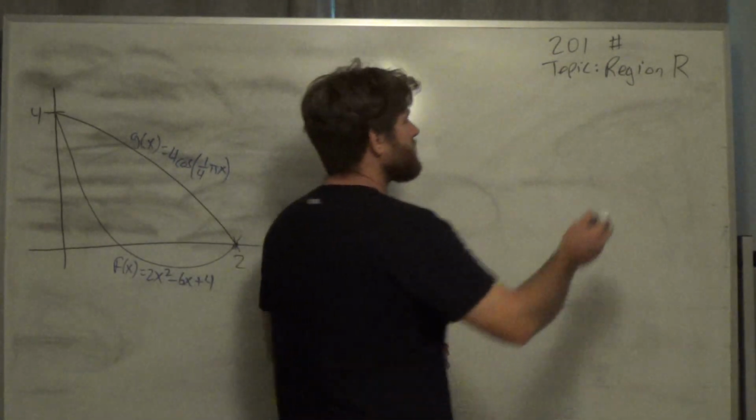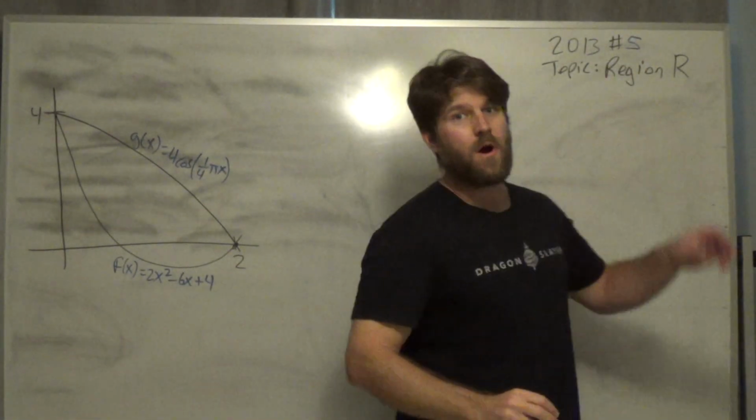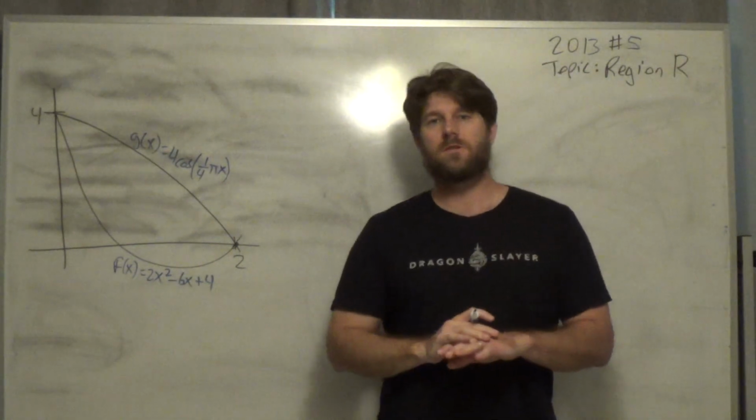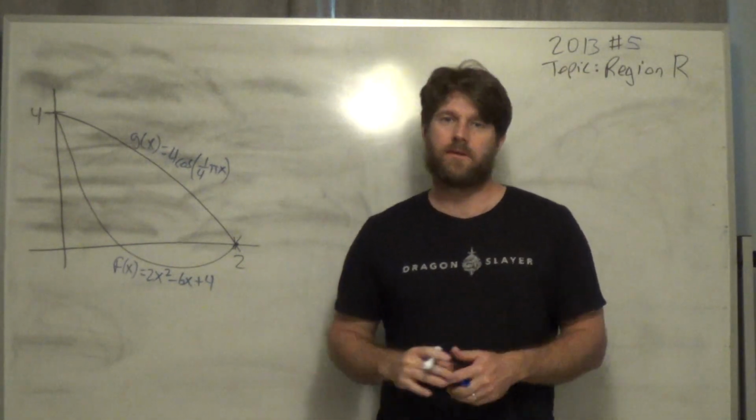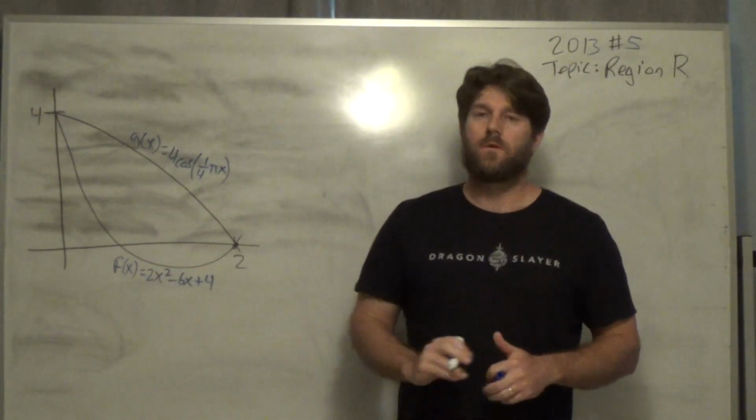This is 2013, question number 5. This is a Region R question. AB Calculus students, Region R is not on your exam. BC Calculus students, it is on your exam. But either way, you need to know what's going on here.